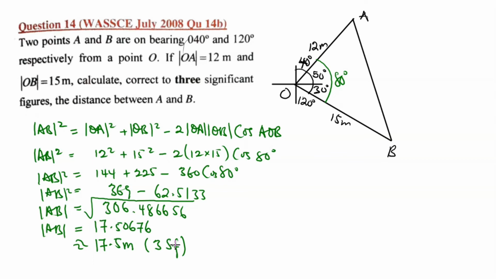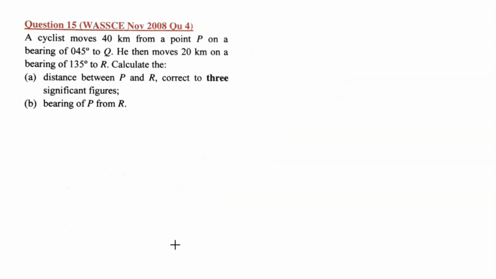Let's take one last example on a subjective question with respect to bearing. With the last example, we have a cyclist who moves 40 kilometers from a point P on a bearing of 045 degrees to Q. He then moves 20 kilometers on a bearing of 135 degrees to R. Calculate the distance between P and R, correct to 3 significant figures, and then the bearing of P from R. Without wasting time, let's make a sketch of it.